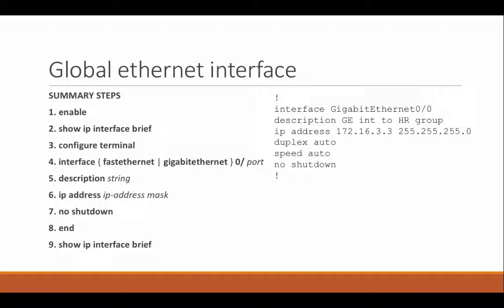So the global Ethernet interface, I know we've kind of already covered this, but there's a few other things that you can do in there. You can do enable, and then you do a show interface brief, configure terminal, and then the interface, whether it be fast Ethernet or gigabit, and then 0 / the port number.